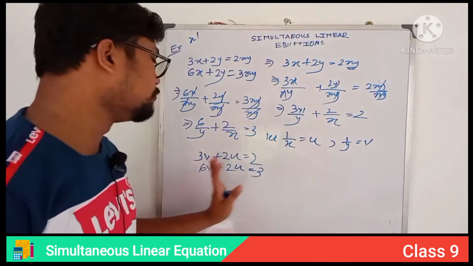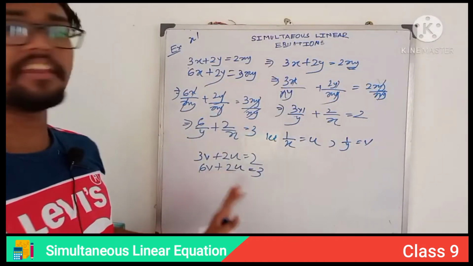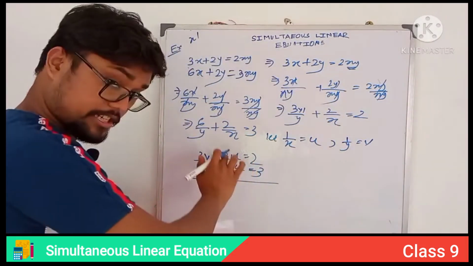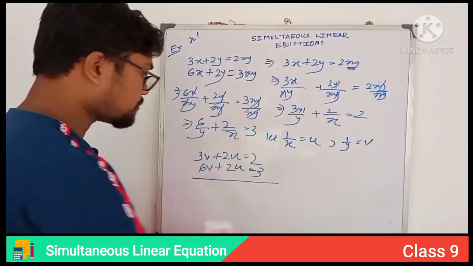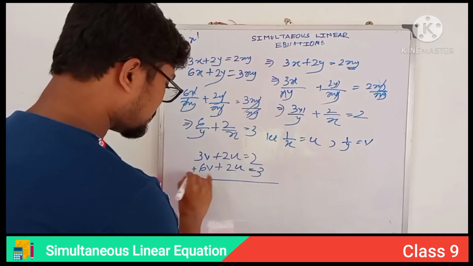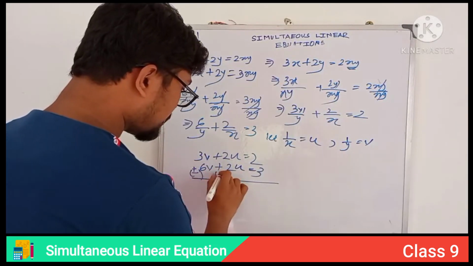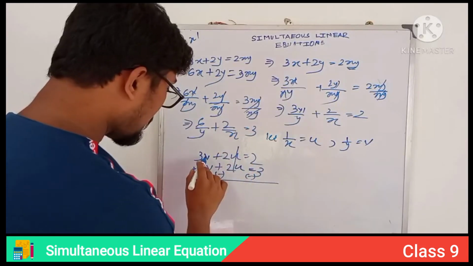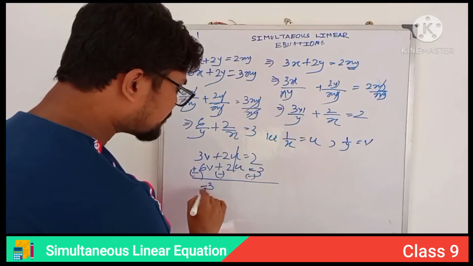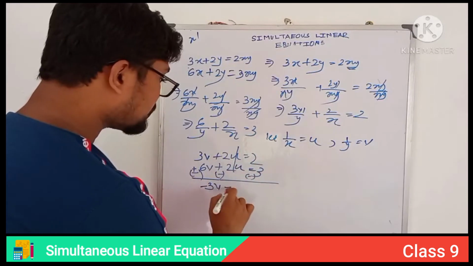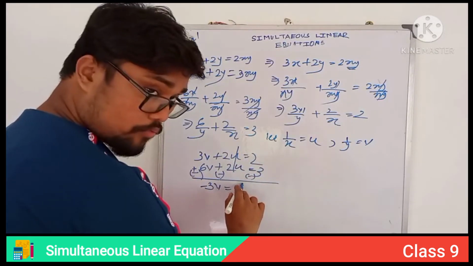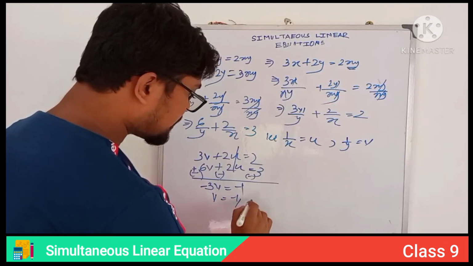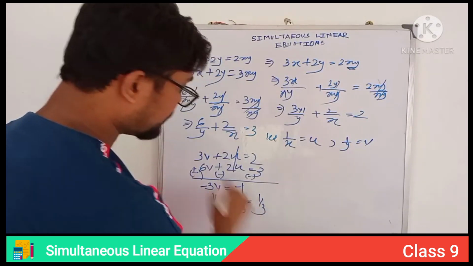Now we have to calculate the values of u and v. So what will you do? The coefficient is the same but the sign is not opposite. So we have to change the signs, plus to minus, plus to minus, plus to minus. 2u cancels each other, plus 3v minus 6v is minus 3v, plus to minus 3, equal to minus 1. v equal to minus 1 by minus 3, that's equal to 1 by 3.